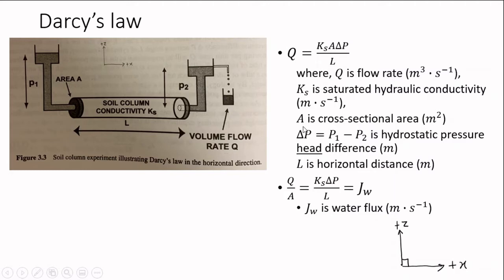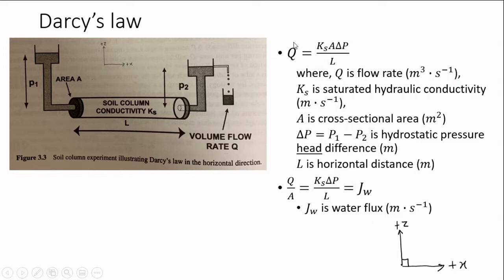Okay, and Ks is the saturated hydraulic conductivity. Saturated hydraulic conductivity has a unit of meter over second, and A is the cross-sectional area. It has a unit of meter square, and change of P is equal to P1 minus P2, which is the hydrostatic pressure head difference. It has a unit of meter. Okay, and L is the horizontal distance. It has a unit of meter.